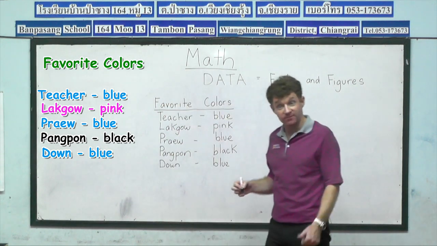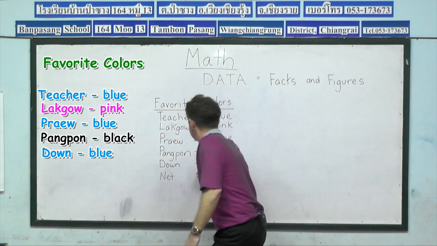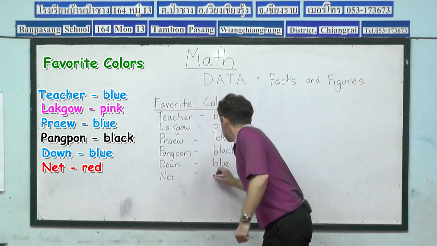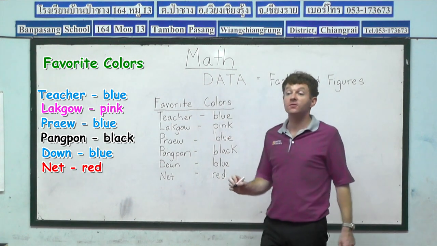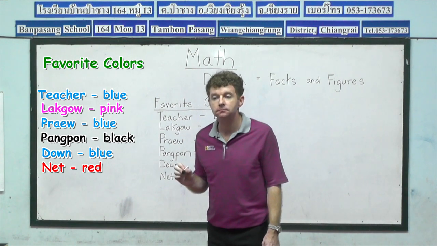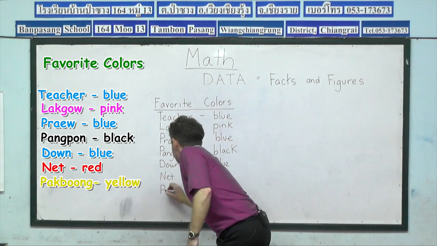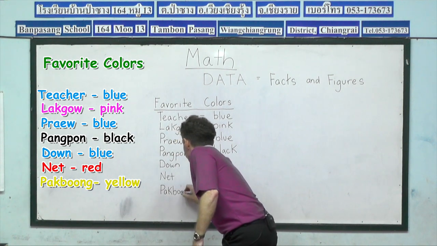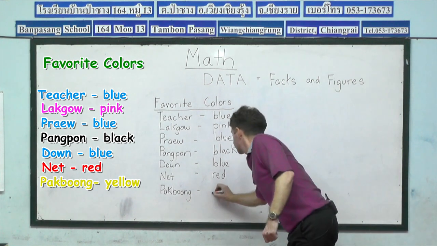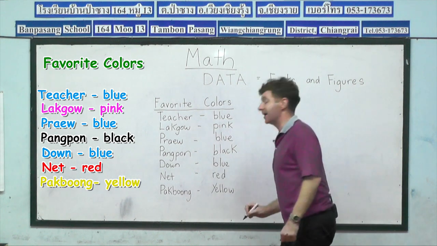Red. You like red. Okay, first one for red. Good, we get a new color. Net likes red. How do we spell red, guys? R-E-D. Okay. Next student, Pakbung, what is your favorite color? Yellow. Okay, excellent. We get a new color again. Pakbung. Okay, new color, guys. How do we spell yellow? Y-E-L-L-O-W, yes, well done. And now on to Pat.